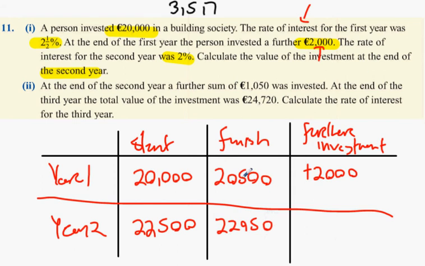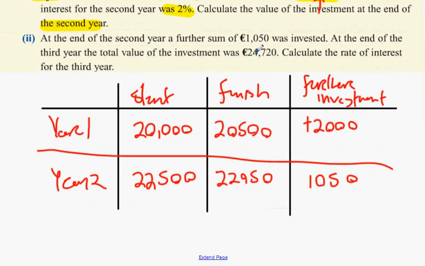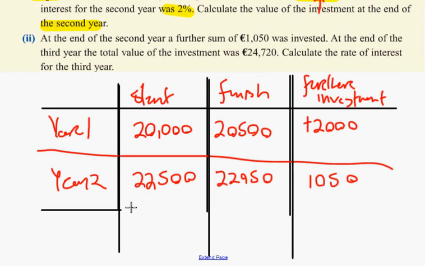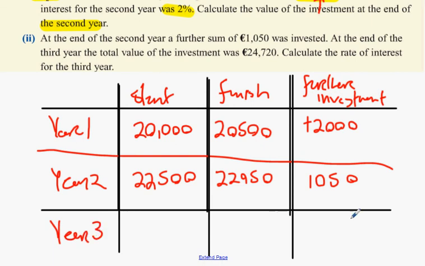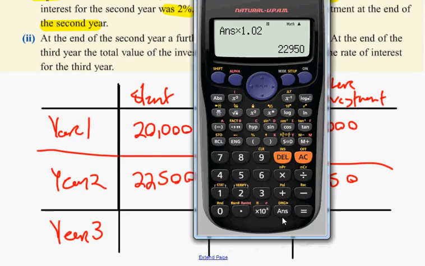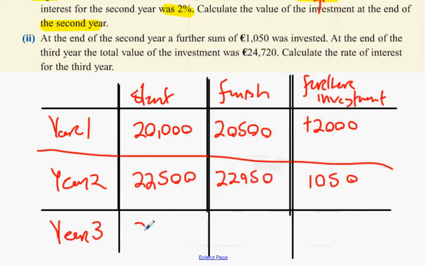Okay, that's done. Next. Now, at the end of the second year, a further sum of 1050 was added. And at the end of the third year, the total value of the investment was this much. Now, this is a change up from what we've done recently. What they're doing is they're going to make us work backwards. Okay, so year 3. Now, what happens is, do you want me to add on 1050? So 1050 I'll add onto that. 24,000. Okay. At the end of the year, I have 24,720.